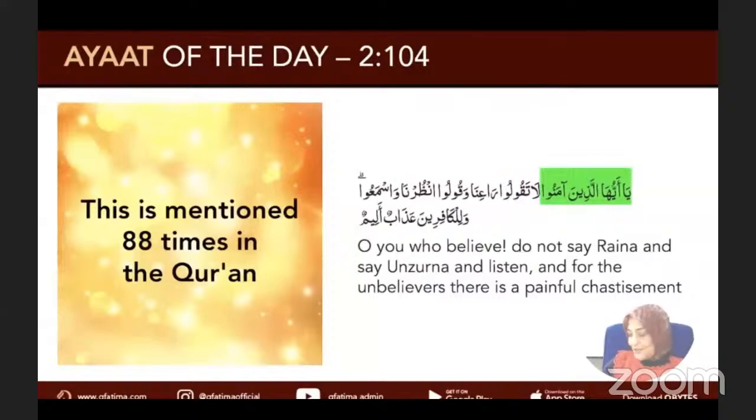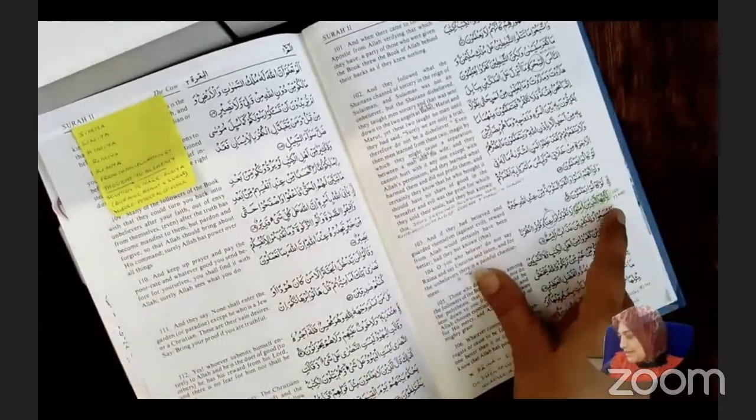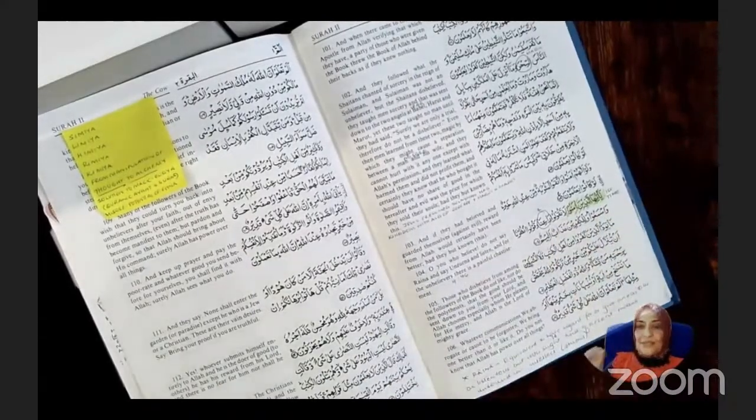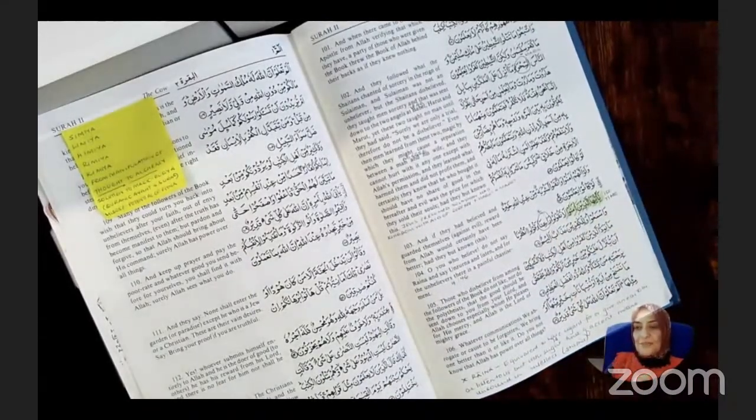The next one is Ayah 104. It's the first time that we have Ya ayyuhalladhina amanu. Okay, so let's go. So you can see I put that Ya ayyuhalladhina amanu first time. And Ya ayyuhalladhina amanu is mentioned 88 times in the Quran. So what was the first time? What did it say? And how does it refer to you and me?